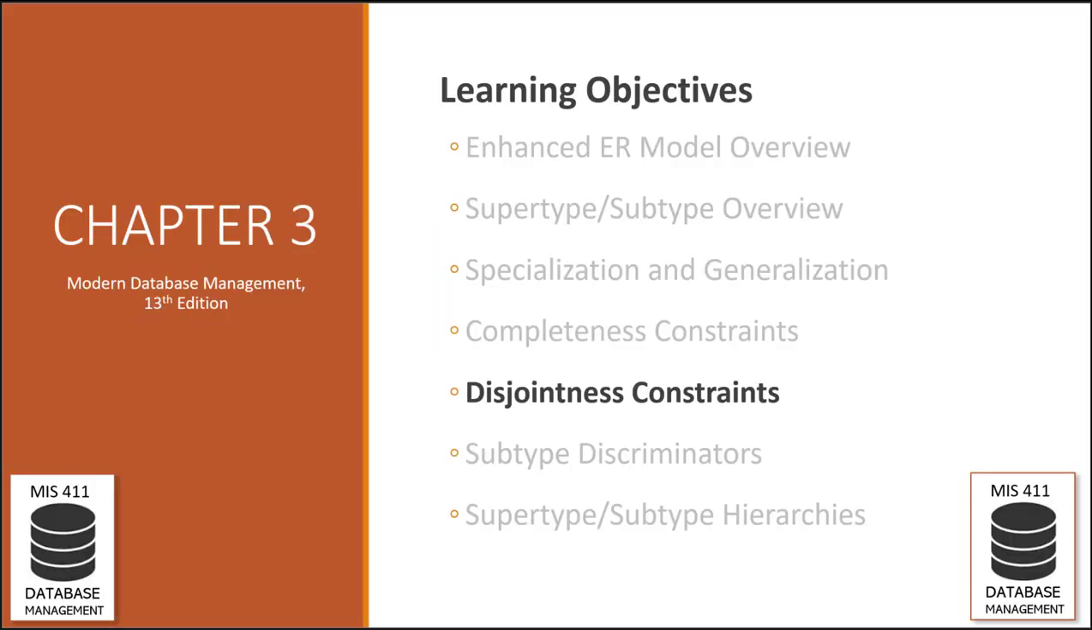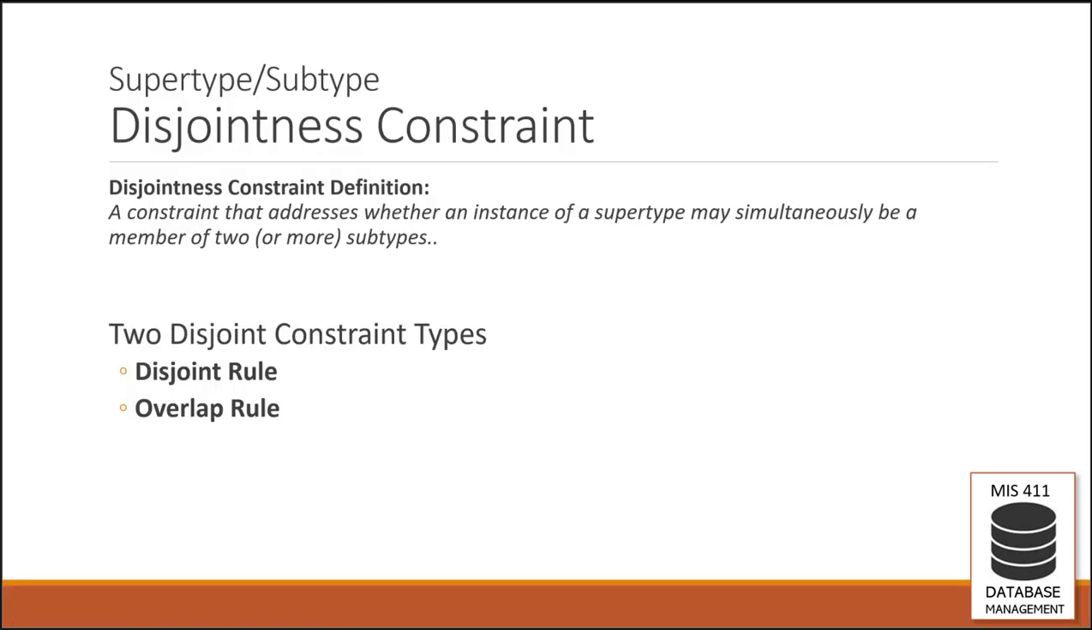So now that we've discussed completeness constraints, we're going to talk about disjointness constraints. And again, these constraints also have to do with supertype subtypes. These are not completely foreign topics that are unrelated. So the disjointness constraint definition is a constraint that addresses whether an instance of a supertype may simultaneously be a member of two or more subtypes.